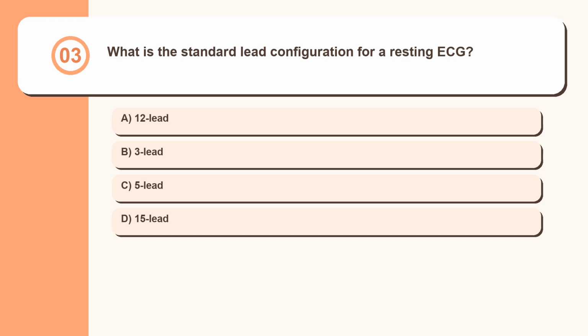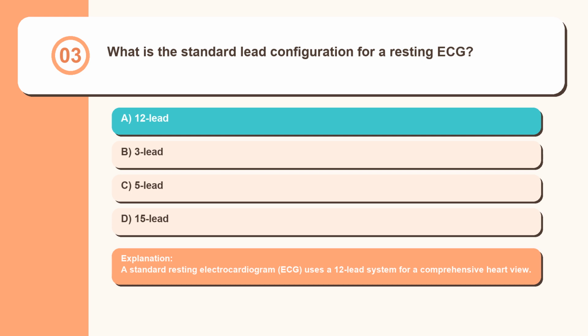Question 3. What is the standard lead configuration for a resting ECG? 12 lead, 3 lead, 5 lead, 15 lead. A standard resting electrocardiogram, ECG, uses a 12-lead system for a comprehensive heart view.